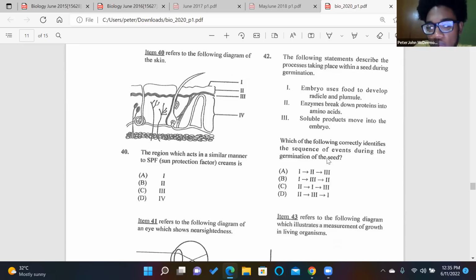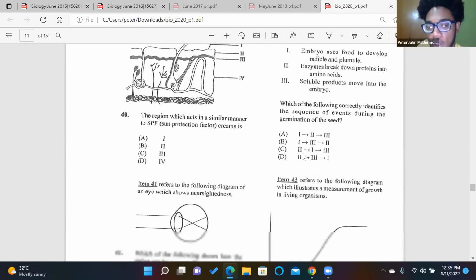So what do we think? D. D, 2, 3, 1. I agree. So enzymes break down the proteins to amino acids. So you have to have breakdown first so that these soluble products can move into the embryo, and only then can the embryo use the food, right?